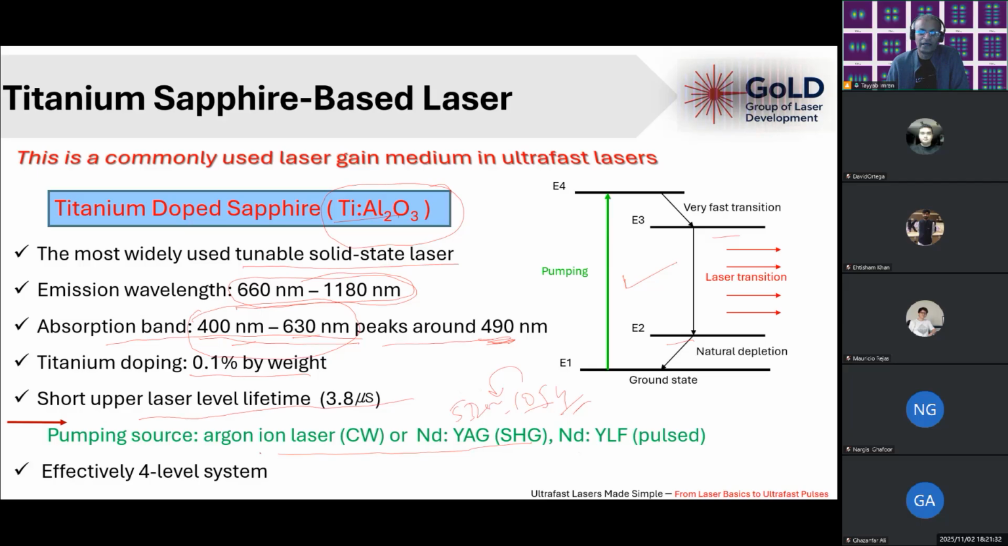Argon ion can also be used, but it's not very common. Mostly Nd:YAG or Nd:YVO is used. First, these are Q-switched lasers which are used to pump these Ti:sapphire lasers.